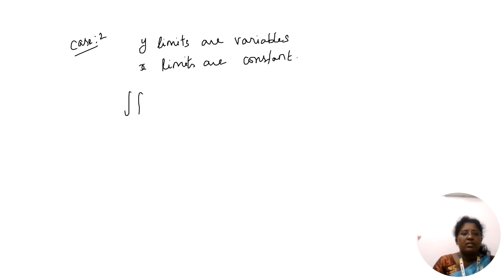So consider this double integral of f of x comma y. Here y limits are variable, so the inner integral must be with respect to y, dy. The outer integral limits, the x limits, are constant, so the outer integral is with respect to x. And for the inner integral with respect to y, the y limits must be a function of x. So phi 1 of x is the lower limit. Then the upper limit is denoted by phi 2 of x.